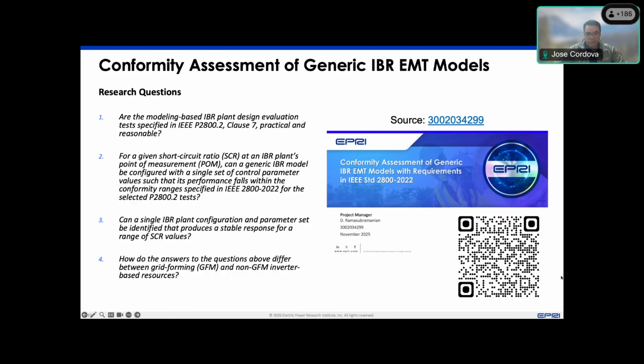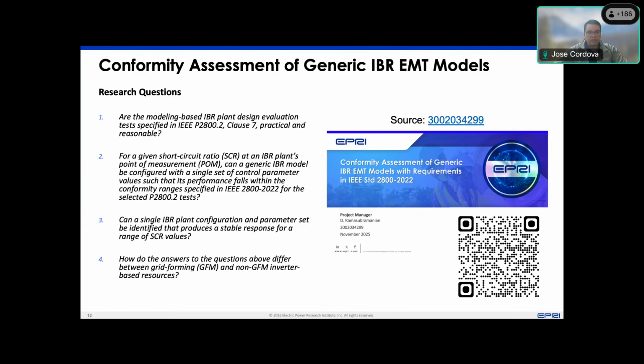And even though we would like to ask questions that we already know the answers to, there are some that we don't, and we need to ask those questions. And for that, we did some project last year. So these are the results from that work, where we had these research questions regarding the conformity assessment of generic IBR EMT models developed by EPRI.